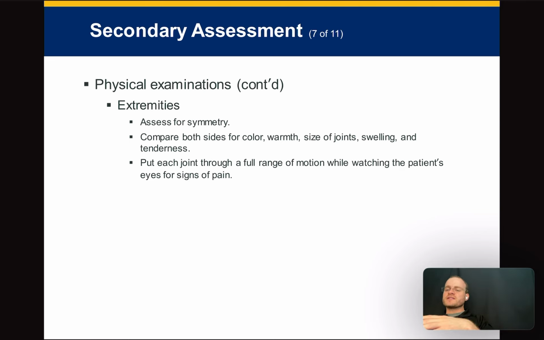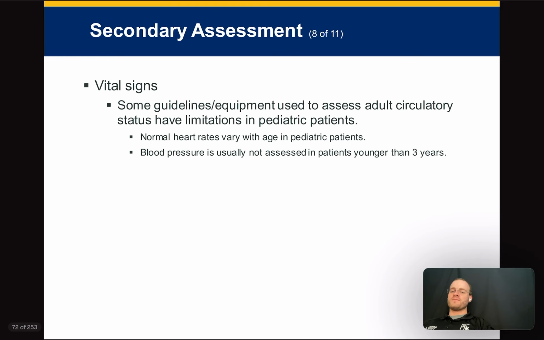And so we use that clinically. So remember, with extremities, you compare one side to the other. You assess for symmetry, always, old or young. Okay.